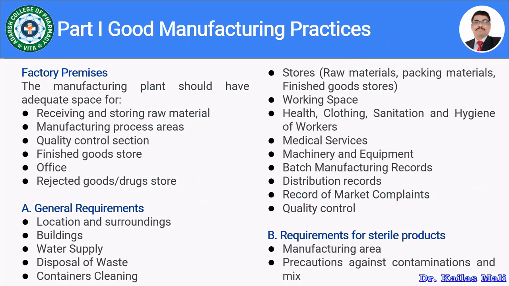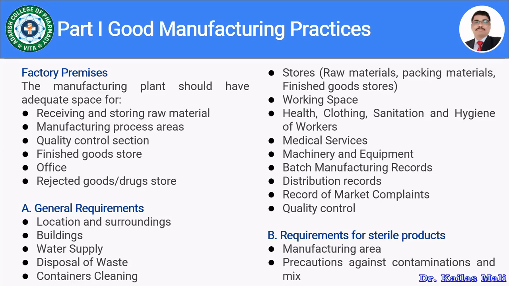Let us see Part 1, good manufacturing practices, Schedule T. As I have said, there are two parts, right? So in Part 1, the very first point is the factory premises, that is the manufacturing unit. The manufacturing plant should have adequate space, as we have already seen under the components. Whatever the factory premises are, they should provide sufficient space for receiving and storing the raw material.